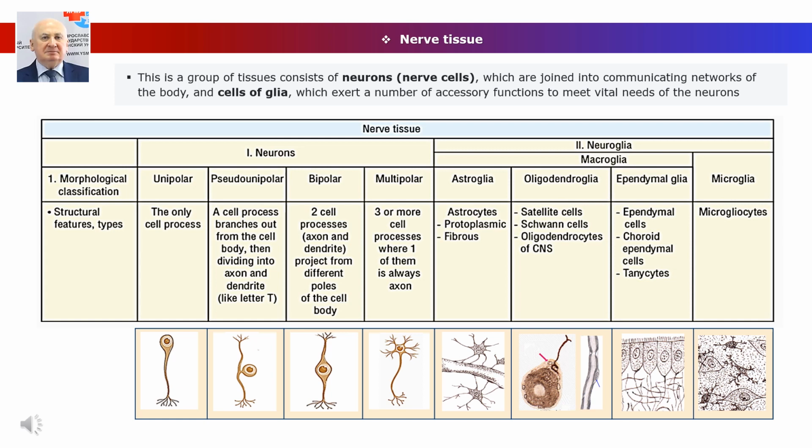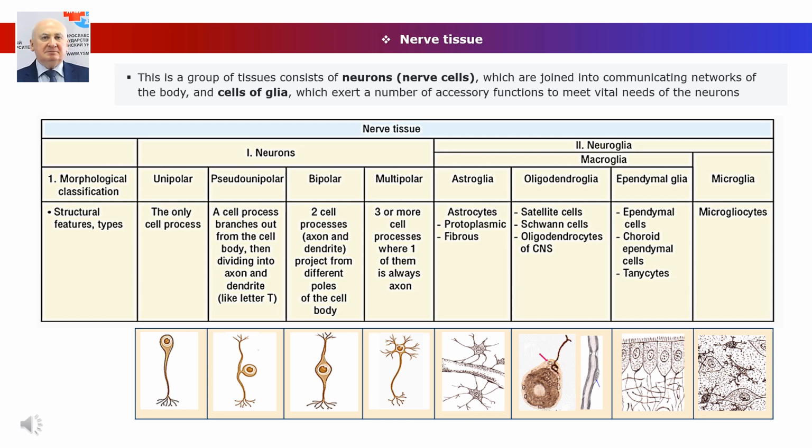Nerve tissue is a group of tissues consisting of neurons or neurocytes, which are interconnected in the communication networks of the organism, and glial cells that perform a range of auxiliary functions to meet the vital needs of neurons. The embryonic origin of nerve tissue cells is neuroectoderm, with the exception of microglial cells, which develop from mesenchyme. The morphological classification of nerve tissue pays attention to cellular composition and functional determination of tissue elements.